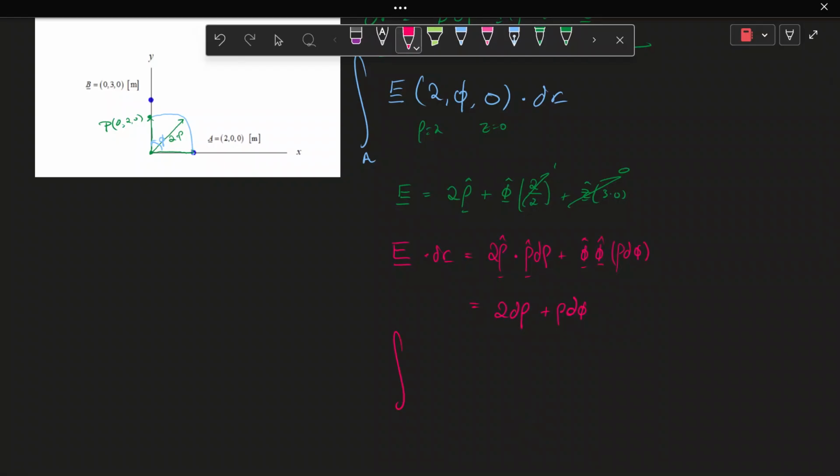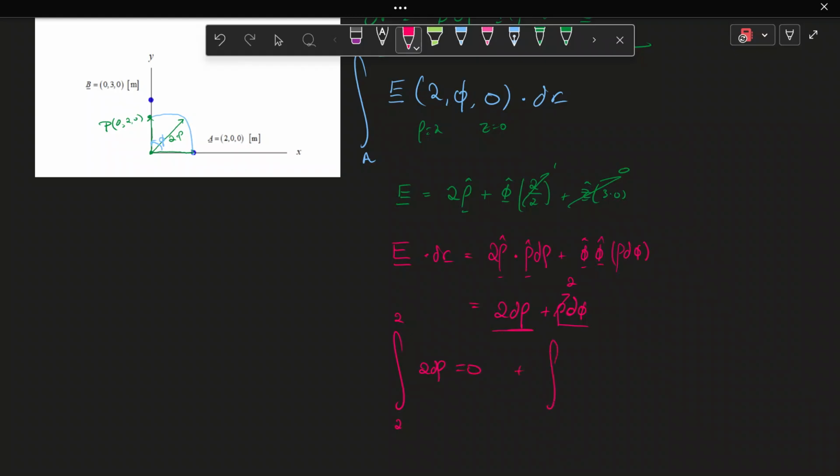Well, we have two parts. We have 2 d rho, and we have rho d phi. We know rho to be 2, so we'll let this be 2 now. So we have 2 d rho. Well, is rho changing? It's not changing. It's going to stay at 2. So 2 to 2. What do we know about an integration when we integrate over the same bounds? Well, that's 0.